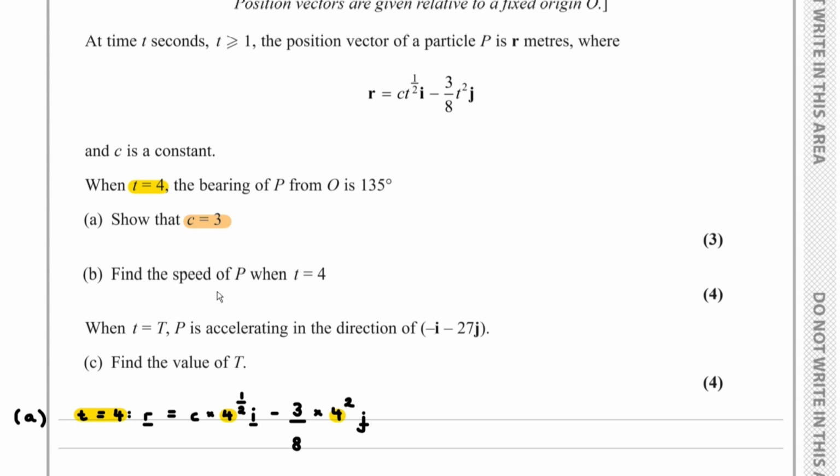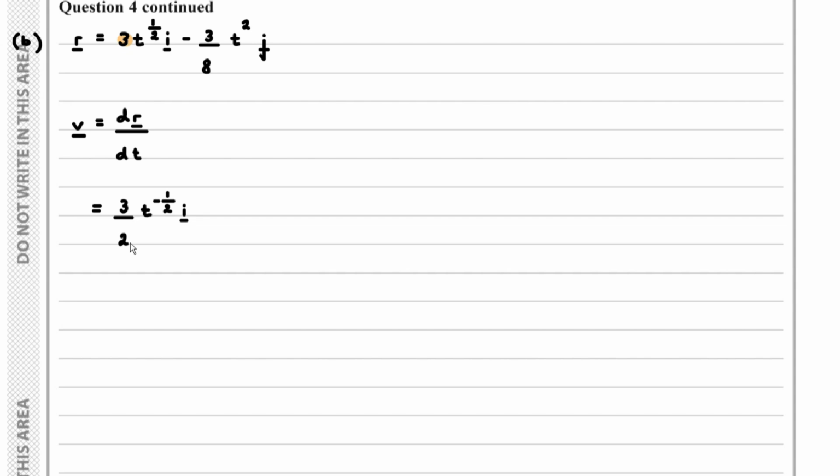Part B. Find the speed of P when t equals 4. Well, to begin with, we know that r is equal to 3t to the 1/2 i subtract 3 over 8 t squared j. All I've done over here is I've replaced the c with 3. Now we need to find the speed, so for us to do that we need to find the velocity vector. The velocity vector v is equal to dr over dt. So if I differentiate r, in the i direction we have 3 over 2 t to the negative 1/2, and in the j direction we have negative 3/4 t.